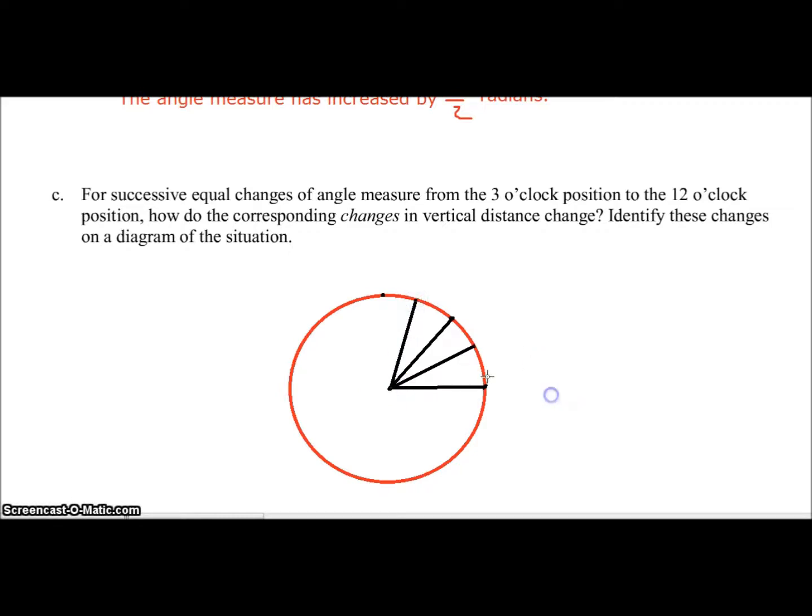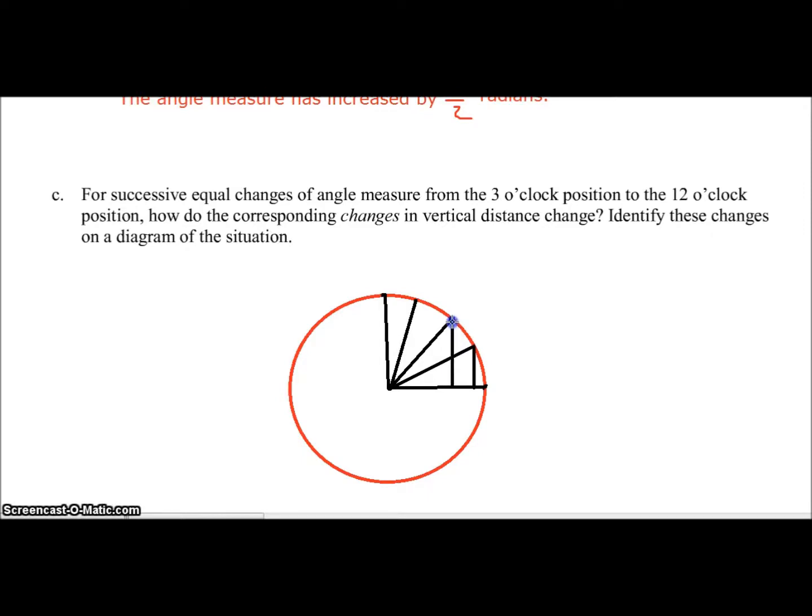Notice that each of these little slices has the same angle measure. So the question is, what happens to the changes in vertical distance? First of all, as the angle increases from here to here, notice the vertical distance increases from 0 up to this point here. Then I can look at the next change.